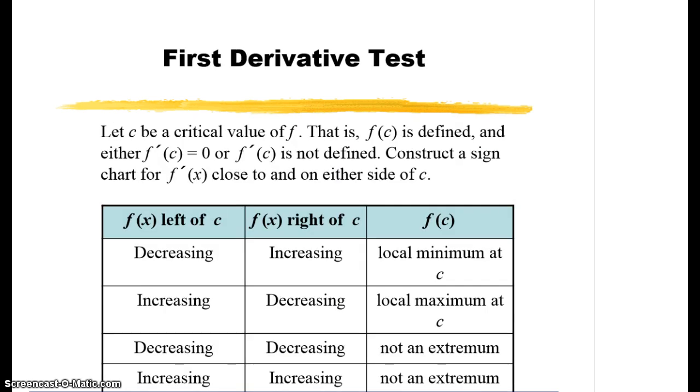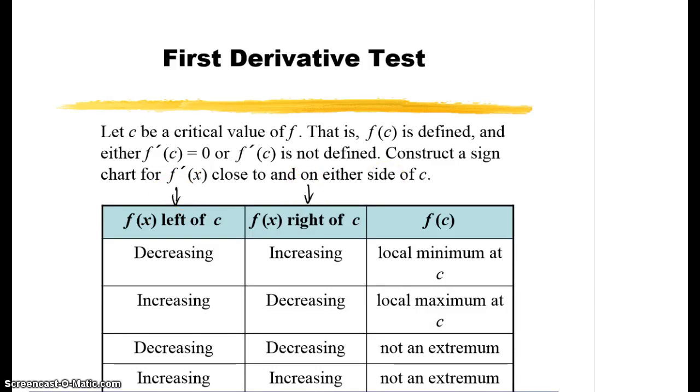Okay, so let's talk a little bit about the first derivative test. Make sure to read in full detail what's in the textbook about this. Let c be a critical value of f. That is, f of c is defined, and either f prime of c is 0 or f prime of c is undefined. Construct a sign chart for f prime close to and on either side of c. So in other words, we try to observe what happens to our function to the left of c and to the right of c. That's what we have in these two columns here. To the left of c and to the right of c.